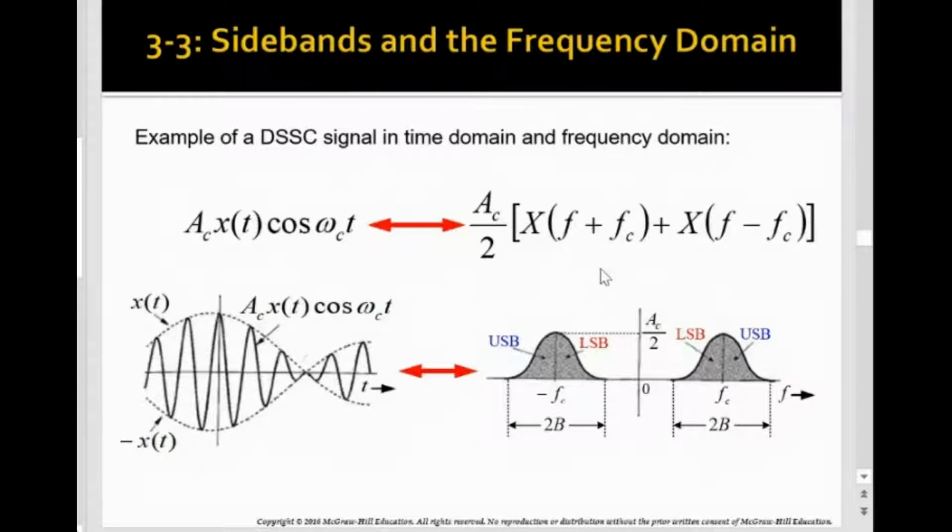Then you have two spectrums. One is on the positive side of your carrier, or the upper side. Another one is on the lower side. Then we call them upper sideband and lower sideband. The bandwidth you need to transmit your signal is 2 times your original bandwidth. So this is also something maybe helpful for your understanding.